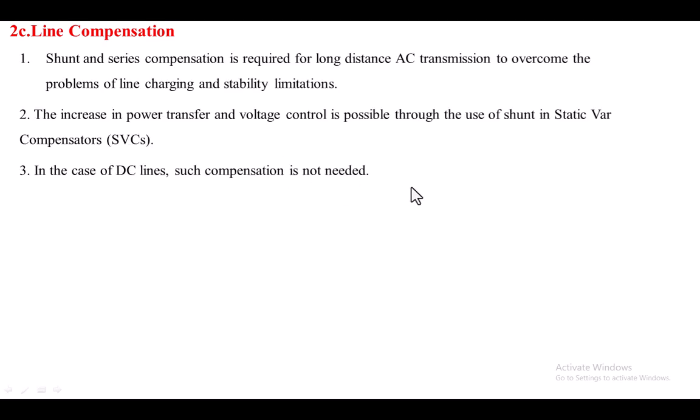Line compensation. Already we have seen that to maintain the voltage at the two ends and the midpoint the same, it requires some amount of compensation for the AC transmission line. And to increase the power through the line, it also requires reactive power compensation, which we can meet by means of a static var compensator or synchronous condenser. In case of a DC line, it does not require any reactive power compensation for the transmission line, but the converter station requires reactive power.